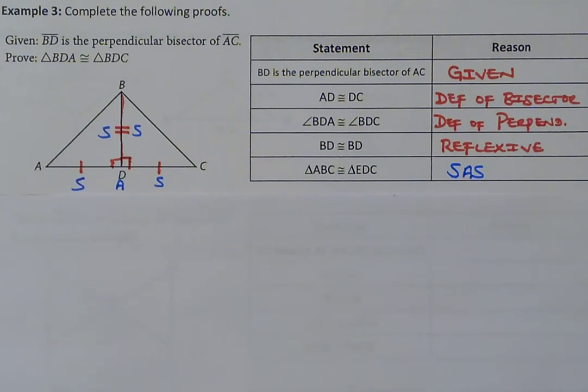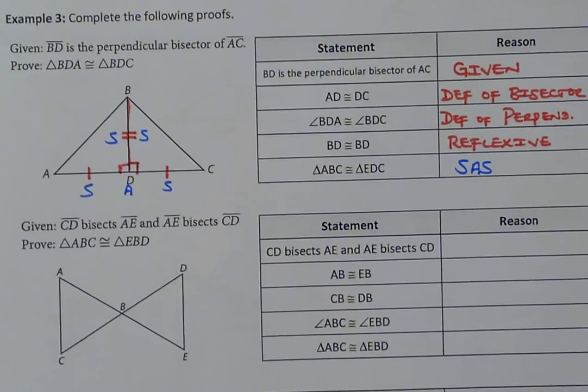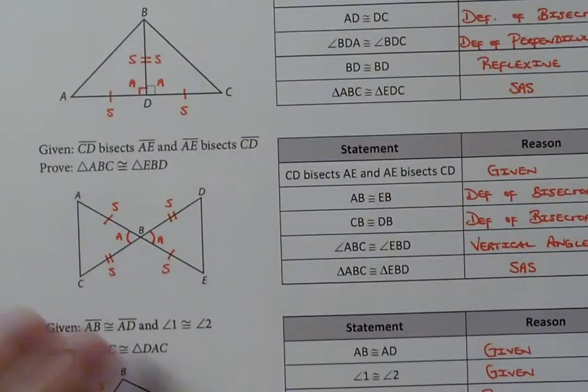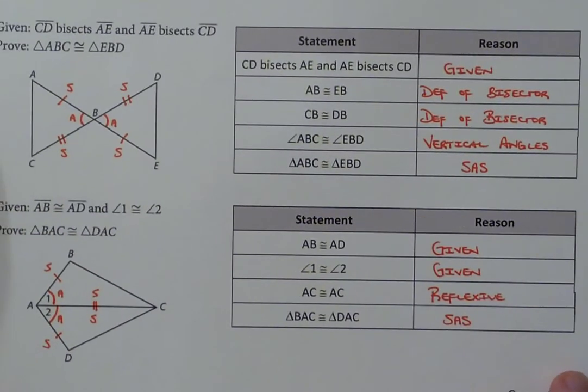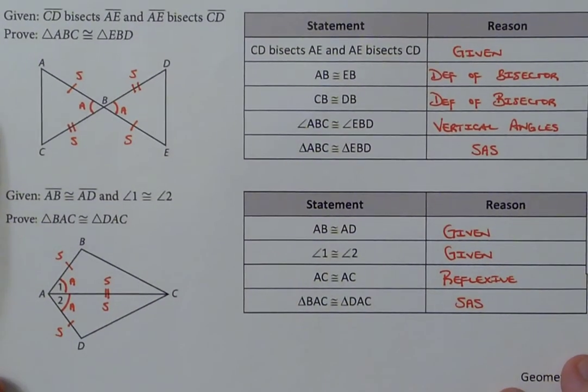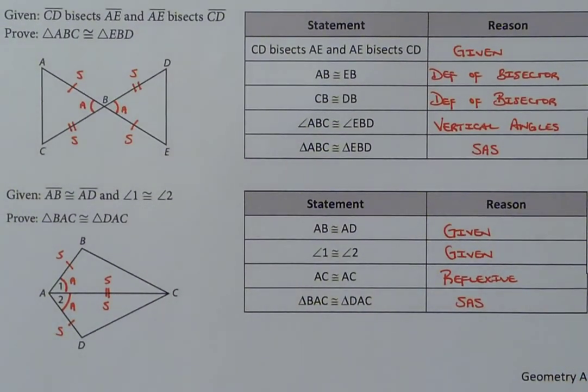So again, use different definitions you know. A bisector cuts a segment in half, and perpendicular means they cross at 90. Reflexive, we use any time that you say something is congruent to itself. Alright, with that said, I'm just going to pull up my completed notes and talk about the final two proofs and why I did what I did, instead of writing them out step by step.